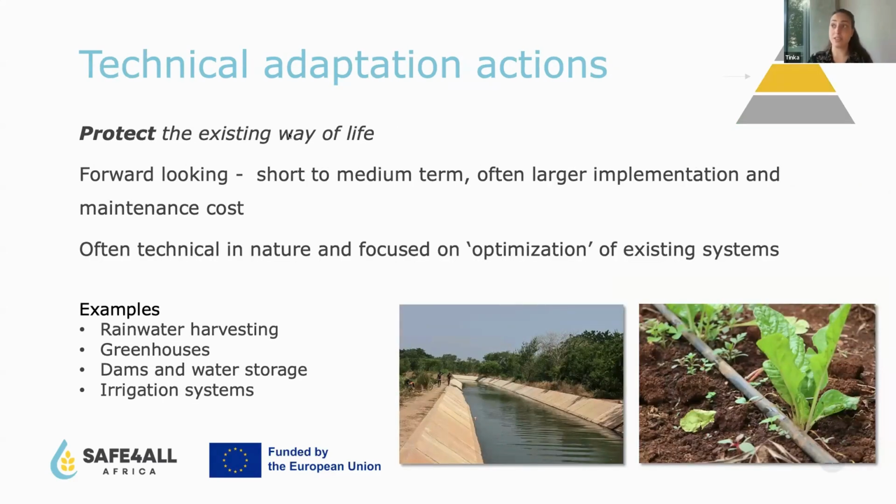Then for technical adaptation actions, instead of improving the life, it's about protecting the existing way of life. It's still forward-looking, but it's often a bit more short or medium term. And there's often a large implementation and especially maintenance cost, but again, it depends on what kind of action you take and if it's large scale or small scale. And they're often more technical in nature. So it can be, for example, rainwater harvesting, which can be super simple, low cost on your farm, but also a big system. It can be greenhouses, dams and water storage, or irrigation systems.